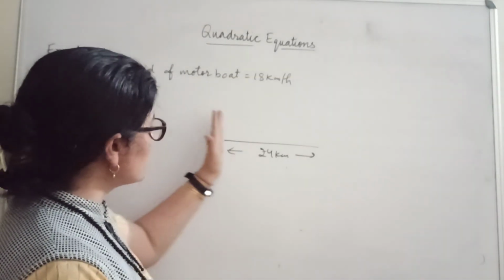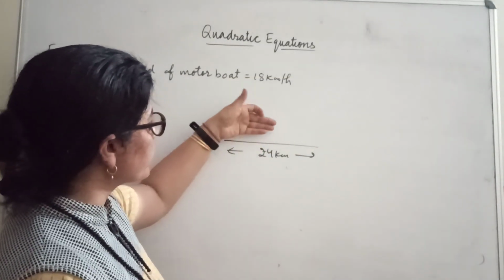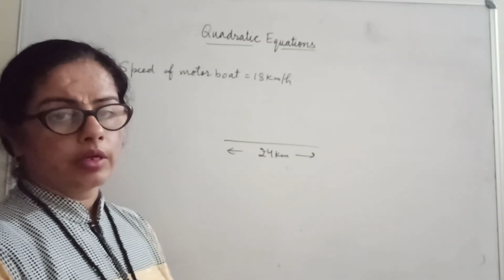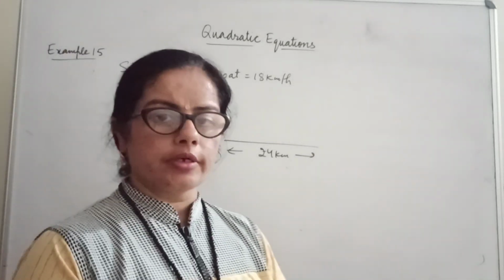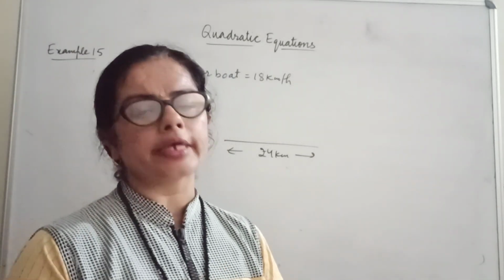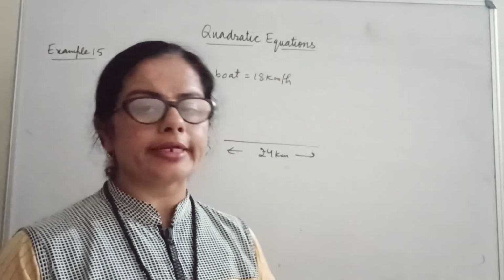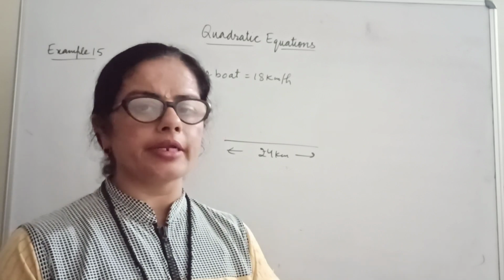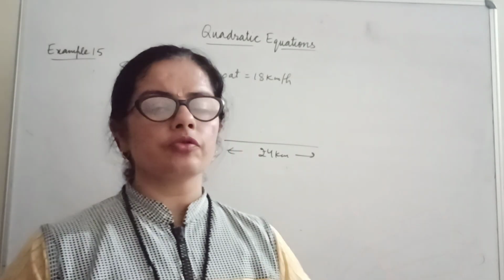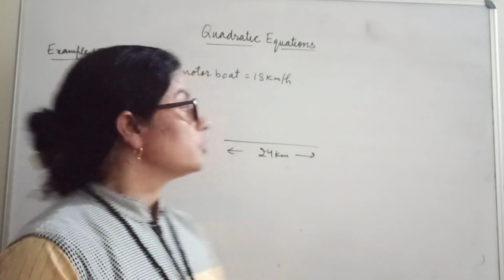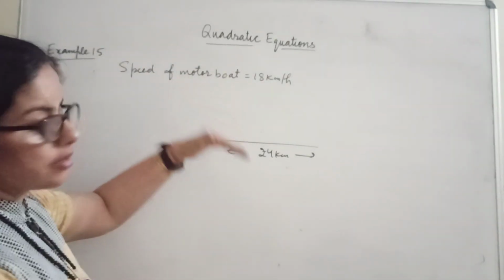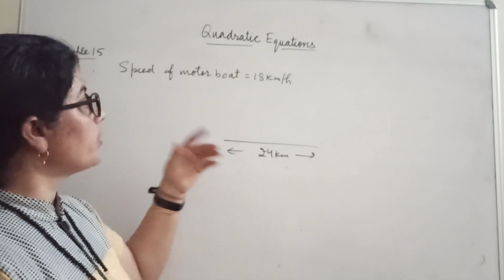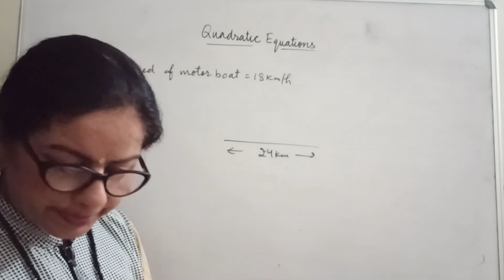If we are in the downstream direction, then the speed of water is added to the speed of the boat. If we are cycling and going in the direction of air, then the speed of air is also added to our speed, and we cycle fast. So if the downstream direction is there, then the speed will be added, whether water or air, and if the upstream direction is there, then it will be subtracted.